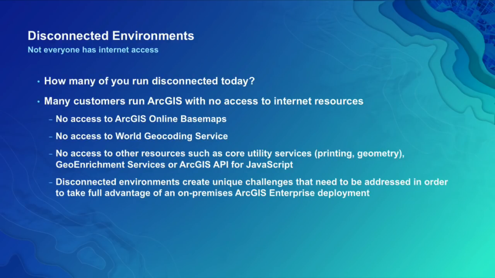So if you're running disconnected, ArcGIS Enterprise fully supports that. So if you have no internet connectivity, you definitely have some more challenges, right? Unique challenges that you need to consider. So some of those things that we take for granted, being delivered from ArcGIS Online are base maps, world geocoding services for that, and other core utility services like printing, geometry, geo-enrichment. All those things are additional considerations that you need to take into account once you've installed your portal and begin to configure it for use. Obviously, without those things, your portal isn't really ready to go and is not going to be nearly as useful to your users.